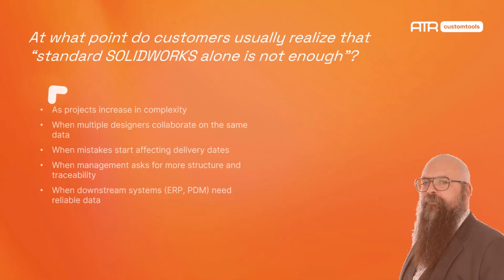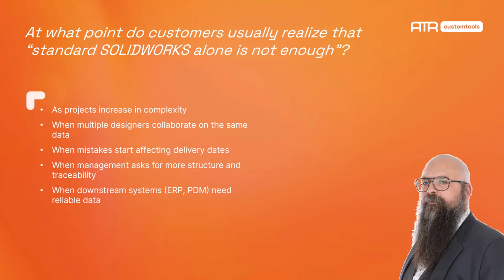Well, that realization usually comes quite naturally. As projects get more complex, or when multiple designers start working on the same assemblies and the same data, the cracks begin to show. Often it's when mistakes start to affect delivery dates, or when management suddenly asks for better traceability, reporting or consistency. And very often it is driven by downstream needs, ERP systems, PDM, purchasing, manufacturing, where reliable data suddenly becomes very critical. That's when customers realize they need more structure and more automation, and not just good intentions.